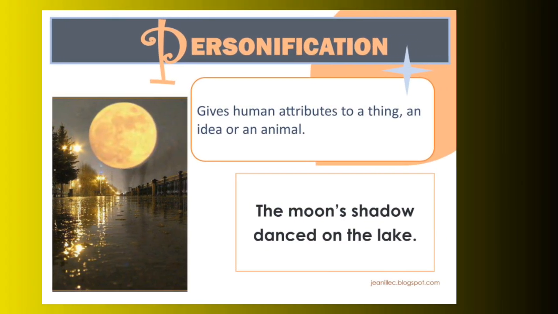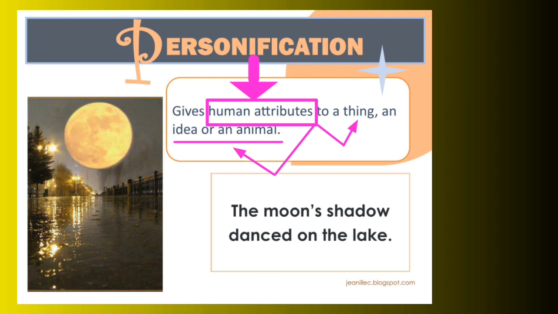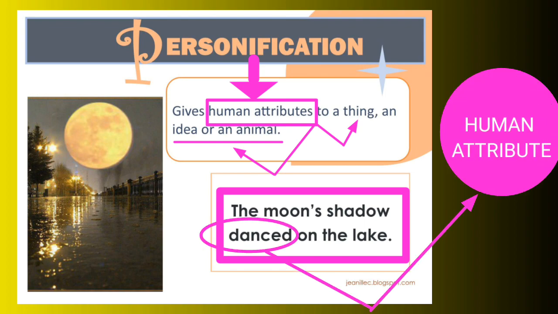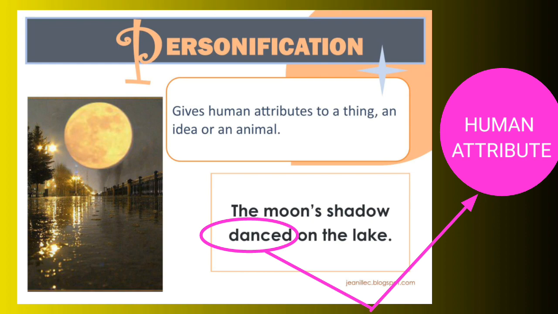Personification. It gives human attributes to a thing, an idea, or an animal. The moon's shadow danced on the lake. To personify a thing, an idea, or even an animal is to give it an attribute, skill, personality, or behavior of a human being. In the statement, "the moon's shadow danced on the lake," shows a picture of the moon's shadow on the surface of the lake moving in the direction the wind moves the water to. This gives the seemingly dancing motion of the moon's shadow. A person's ability to dance is compared to how the moon's shadow moves on the surface of the lake.